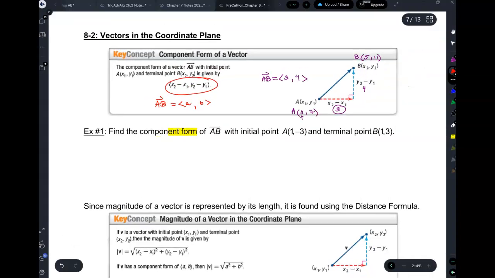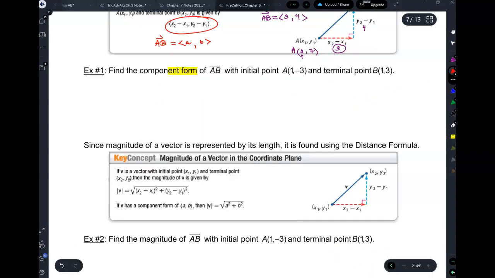Okay, so now find the component form of vector AB with initial point this and terminal point that. Okay, so AB is going to be, you cannot mess up the order here, right? It has to be terminal minus initial. So it's going to be 1 minus 1, 3 plus 3. So AB is 0, 6.